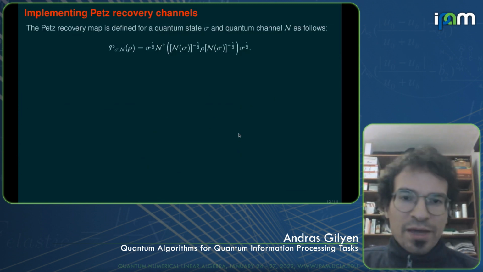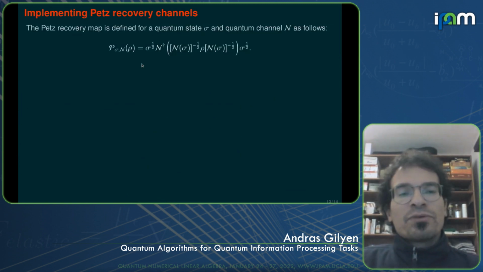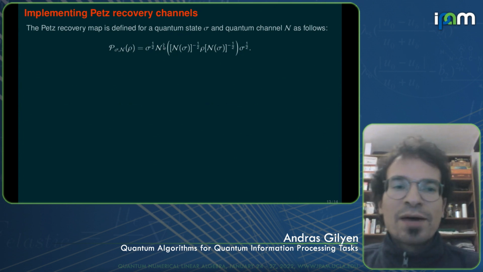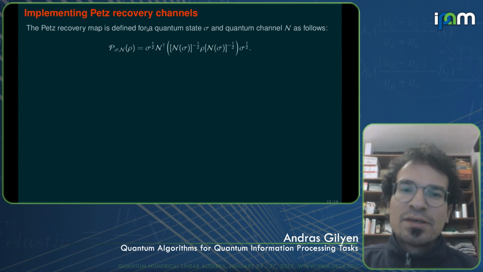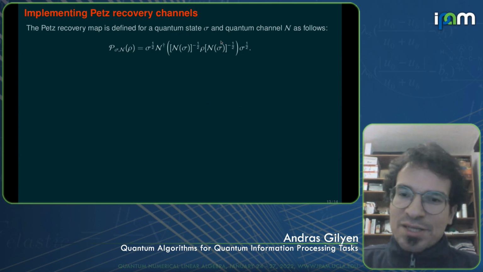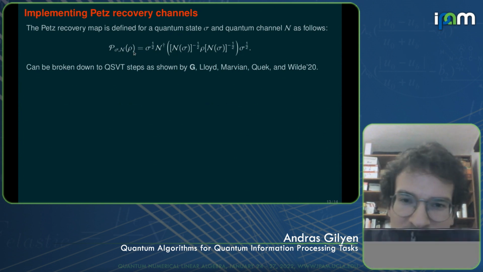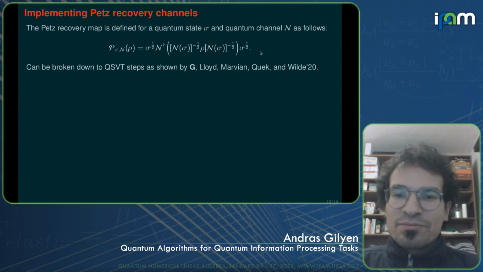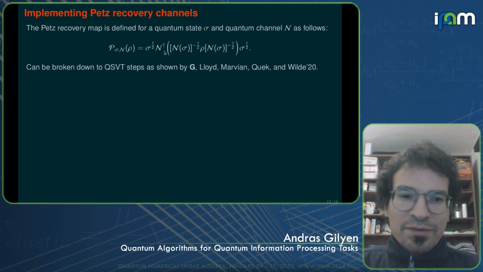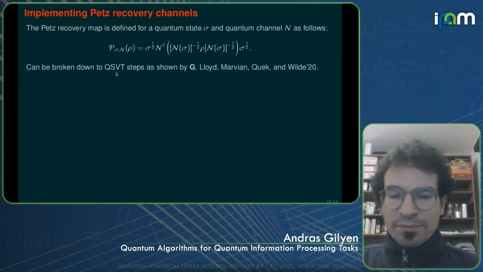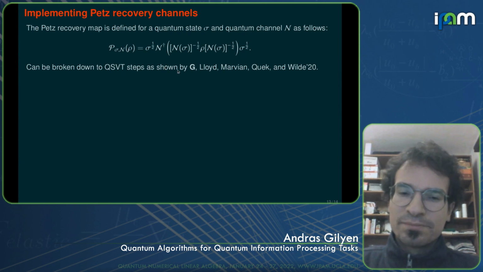And well, I don't have much time for it, but in a different paper, we also show how to implement Petz recovery maps using the same machinery. And the general idea is, again, to pick a definition of this Petz recovery channel which is suitable for these techniques, and somehow break down the implementation of this Petz recovery channel into a number of steps that can individually be implemented by quantum singular value transformation.